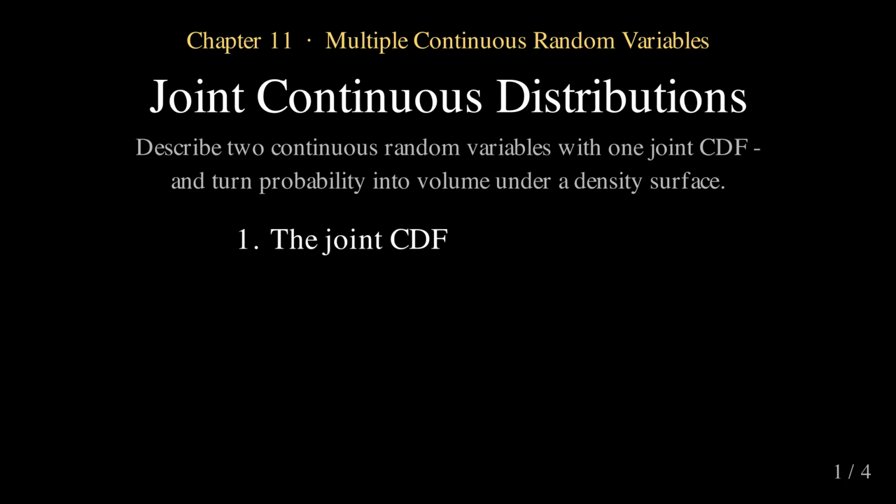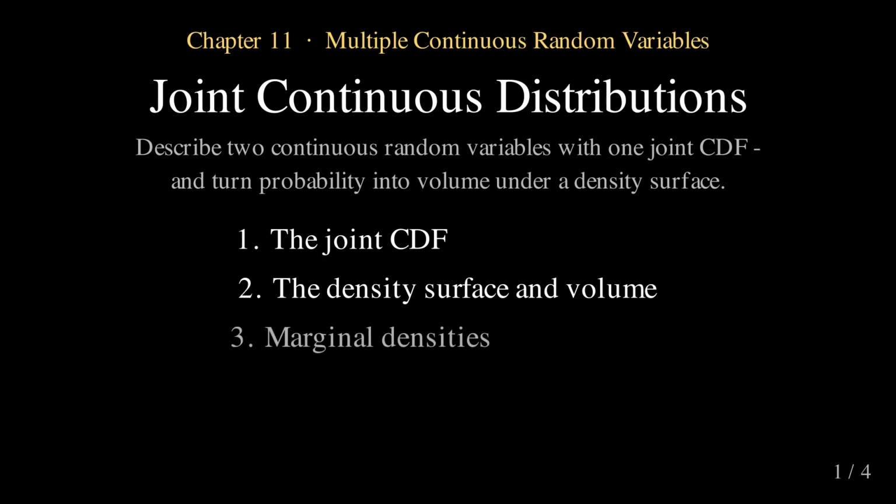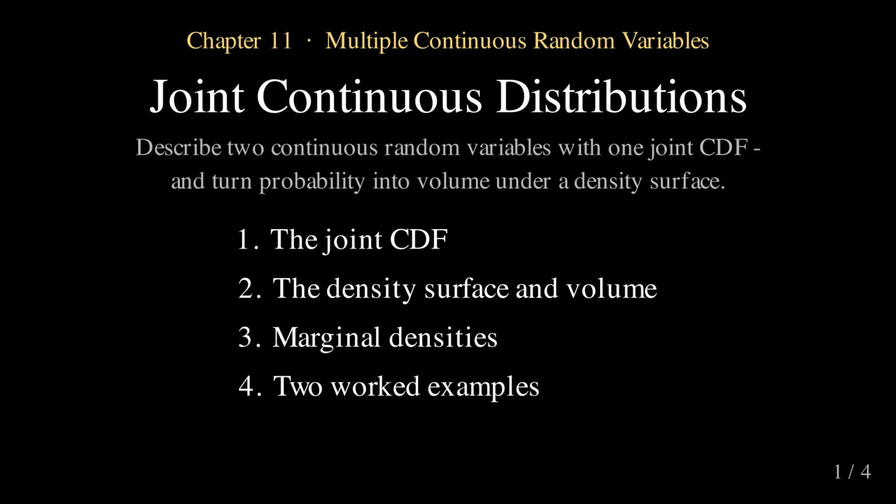In this video, we meet the joint CDF, one function on the plane that records the probability of a whole quadrant, then differentiate it twice into a density surface where probability becomes volume over a region. Recover each variable's own density by integrating the other away, and run the machine on a flat disk and on 2 Gaussians, where a famous distribution falls out.